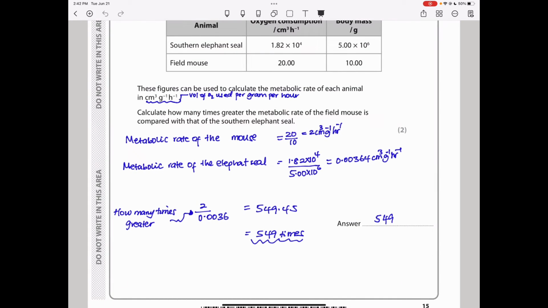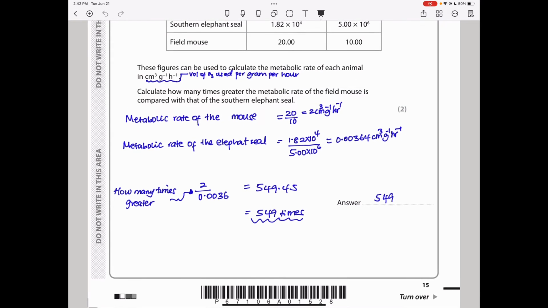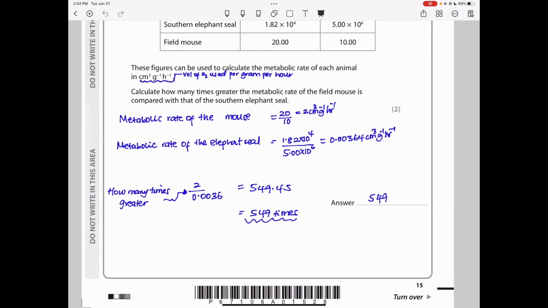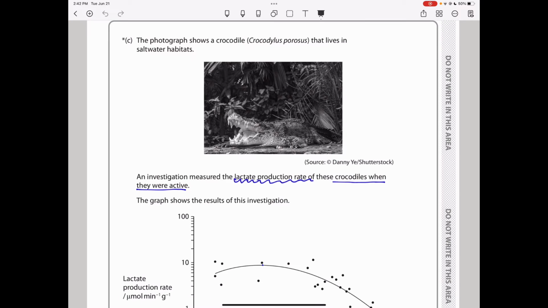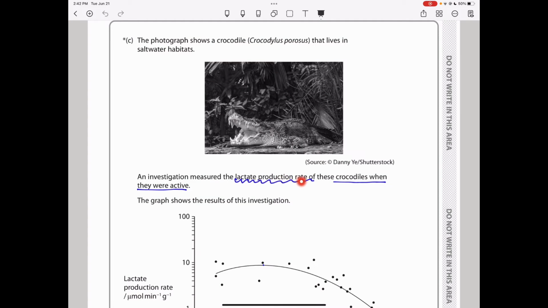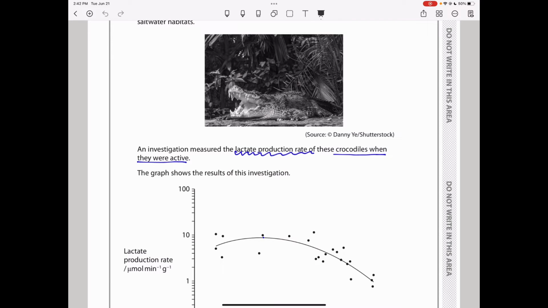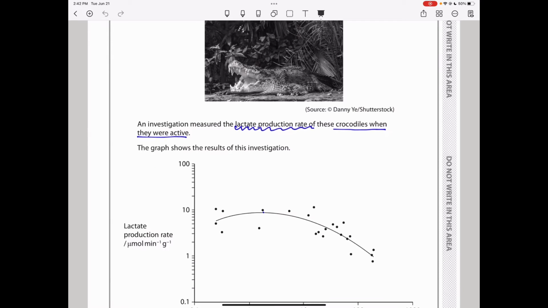However, they could accept other rounded off versions like 549.5. They could accept that as well. So I will go to the next part. The next part says, the photograph shows a crocodile that lives in saltwater habitats. So this is the crocodile you're looking at. They say an investigation measured the lactate production rate of these crocodiles when they were active. The graph shows the results of this investigation.